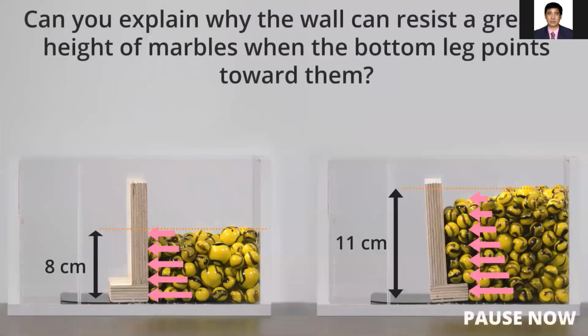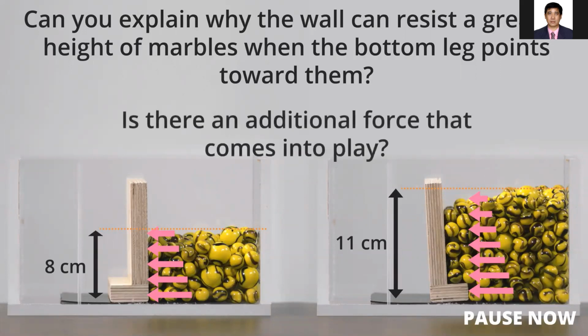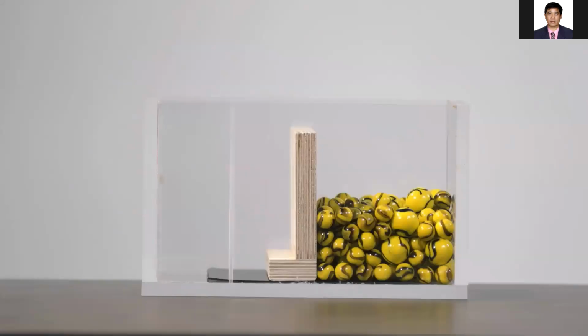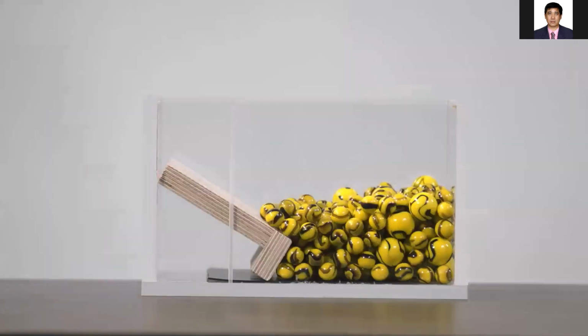Can you explain why the wall can resist a greater height of marbles when the bottom leg points towards them? Is there an additional force that comes into play? Recall that granular materials generate both horizontal and vertical pressures. When the bottom leg is oriented away from the marbles, overturning is resisted only by the weight of the wall itself, and so it overturns easily.